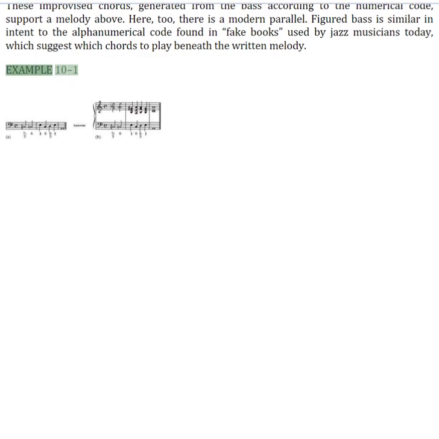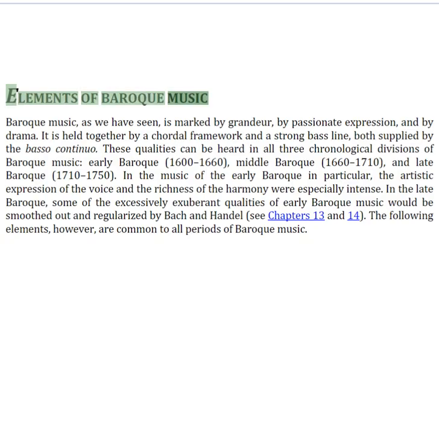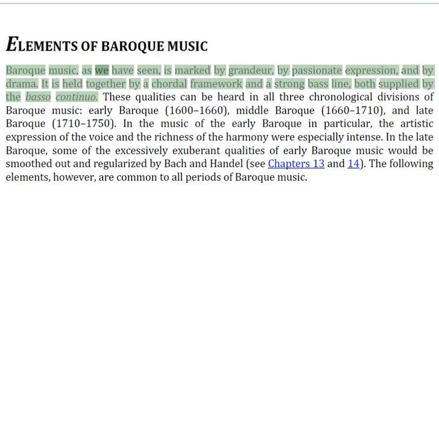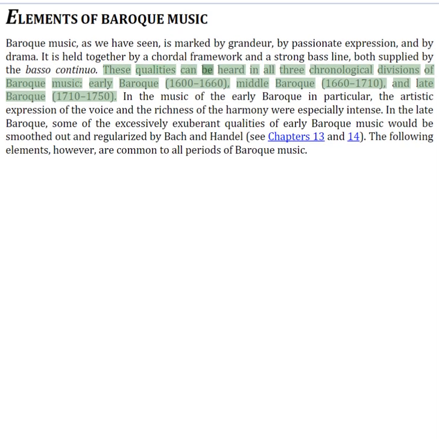Example 10:1. Elements of Baroque music. Baroque music, as we have seen, is marked by grandeur, by passionate expression, and by drama. It is held together by a chordal framework and a strong bass line, both supplied by the basso continuo. These qualities can be heard in all three chronological divisions of Baroque music: early Baroque, middle Baroque, and late Baroque.